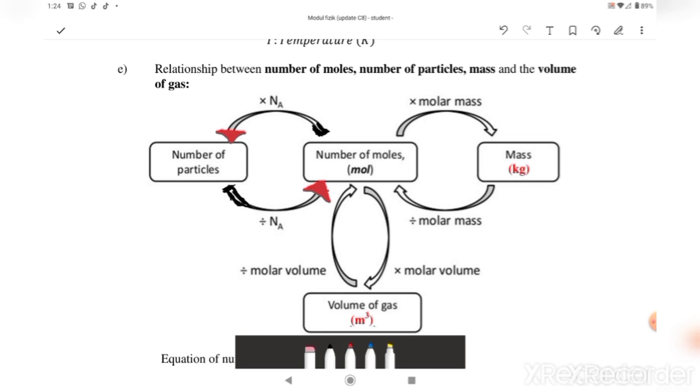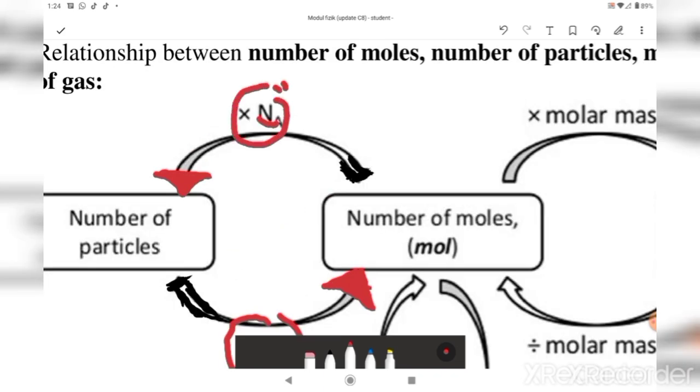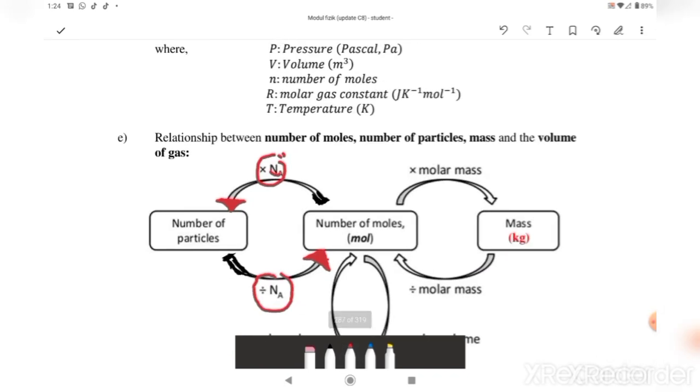This diagram will show you how to get the number of moles. If you want to get the number of moles, we take the number of particles divided by NA. If you want to get the number of particles, you take the number of moles times NA. Another thing, if you want to get the mass, you take the number of moles times molar mass, and you will get the mass. This diagram shows you how to rearrange the equation, the relationship between the number of particles, number of moles and mass.